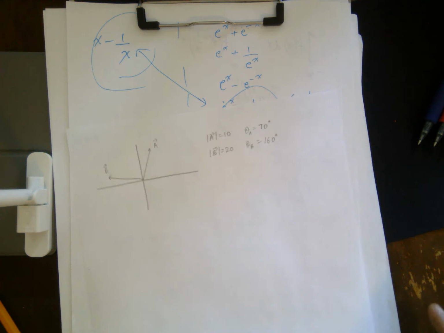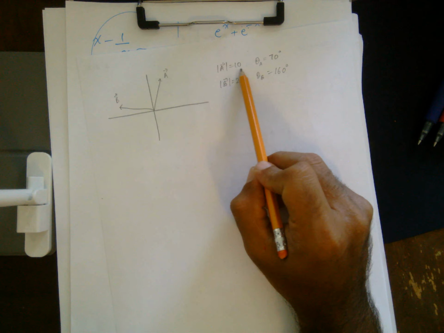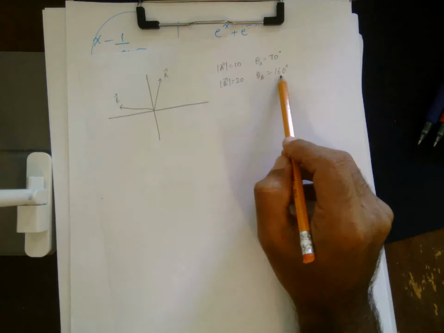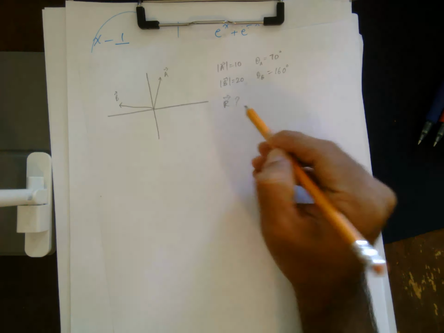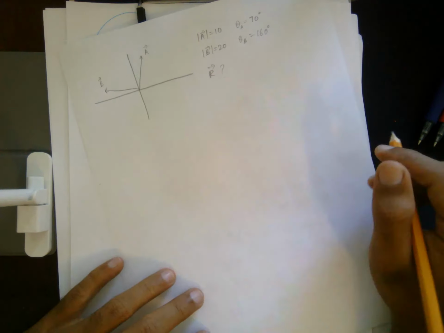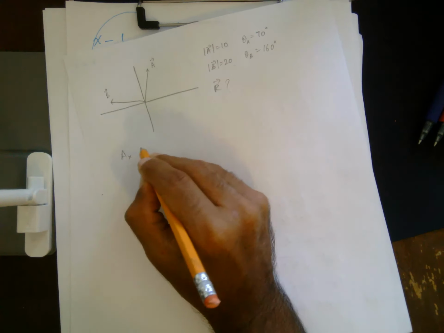Here's another example. You have two vectors A and B. Magnitude of A is 10, the direction 70 degrees. Magnitude of B is 20, direction 160 degrees. And the goal again is to find R. And so I'm going to just go step by step. I'm just going to directly write what we need to find.